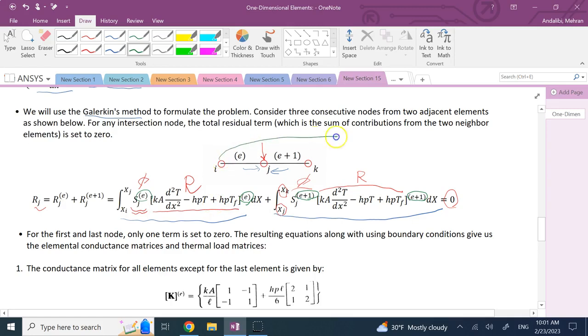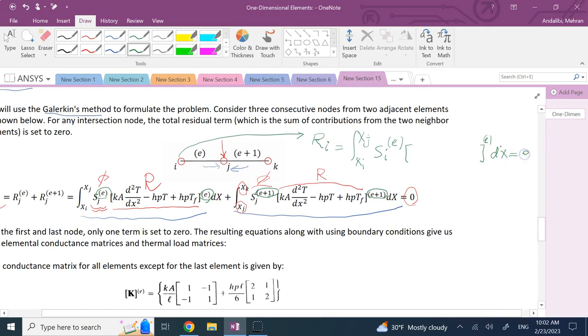0. But of course, for node I, if I want to write Ri, if it's just the beginning element of my whole object and there is nothing on its left, then I only need what? I only need to integrate this from xi to xj, because it's only this one element on the left, and this is going to be Si of which element? Element E, and then the residual term belonging to element E, the integral of that dx should be equal to 0, and the residual is, of course, k times the second derivative of T with respect to x, minus hPT, plus hPTf, right? So you see, for the first node and the last node, the residual term is just 1. For any node in between it is 2.